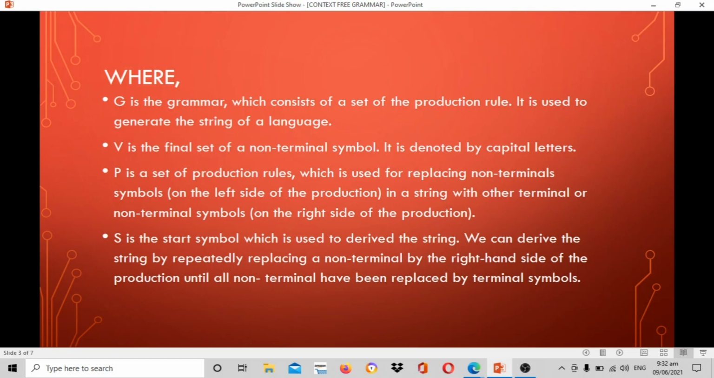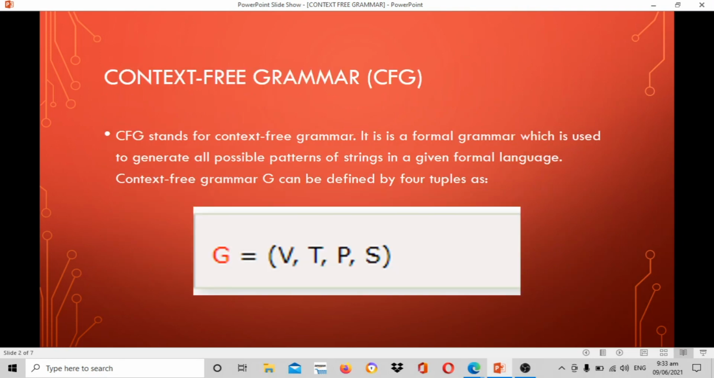T is the set of terminal symbols, P is a set of production rules which is used for replacing non-terminal symbols on the left side of the production in a string with other terminal or non-terminal symbols on the right side of the production. S is a start symbol which is used to derive the string. We can derive the string by repeatedly replacing a non-terminal by the right-hand side of the production until all non-terminals have been replaced by terminal symbols. These are the definitions of the four tuples G, V, T, P, S.